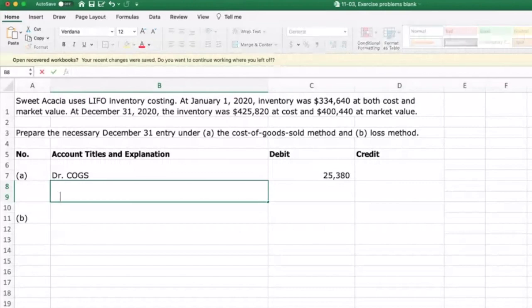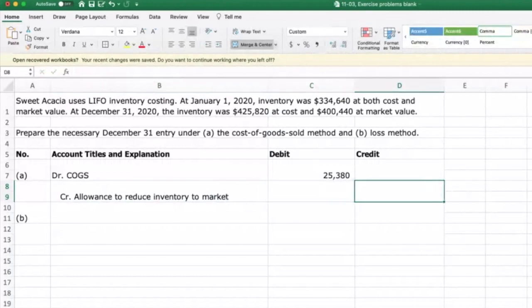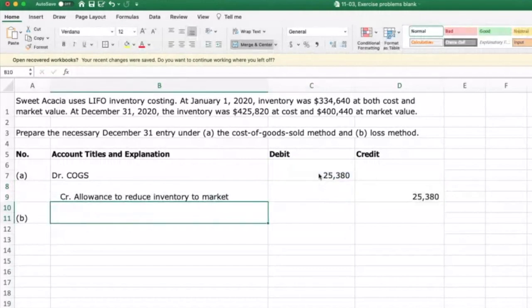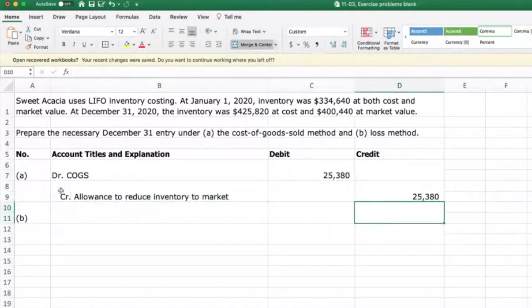And now I'm going to credit my allowance to reduce inventory to market, or whatever the account title is, but it needs to be my loss. And I want that loss to be the $25,380. So there is my journal entry to record the loss using the cost of goods sold method.